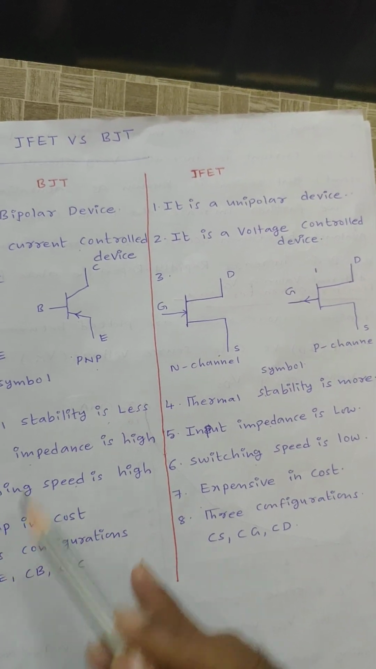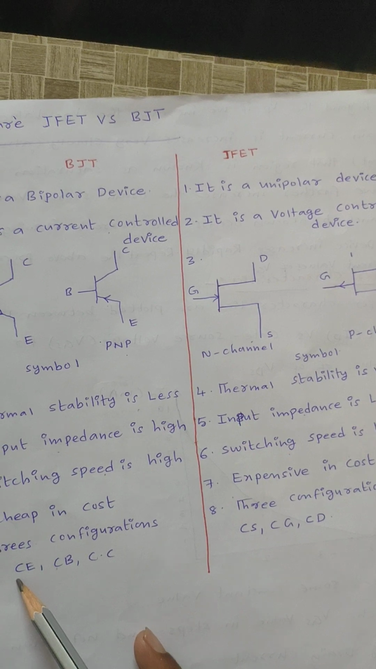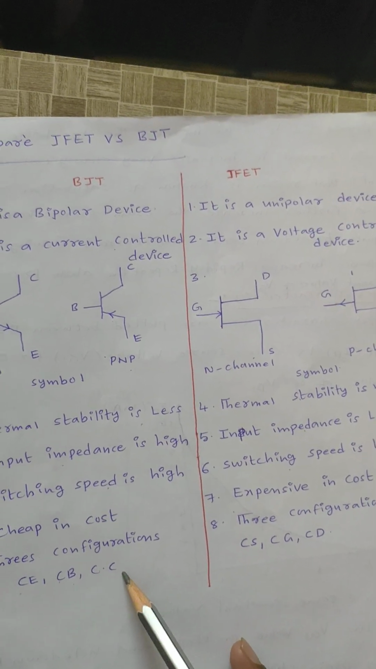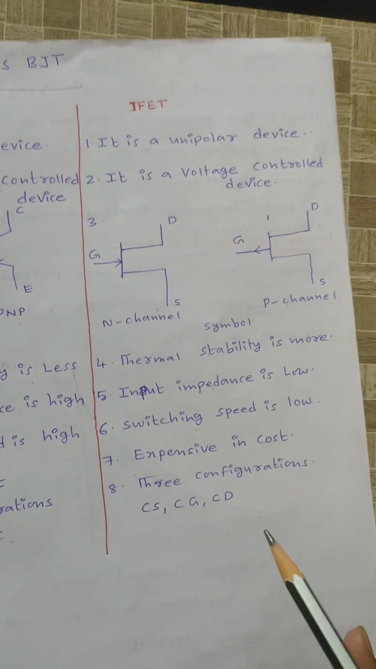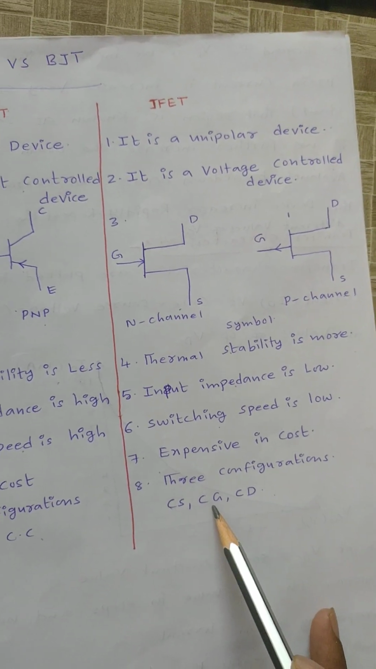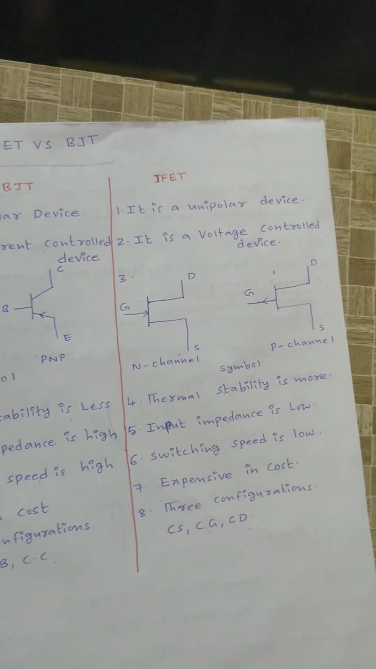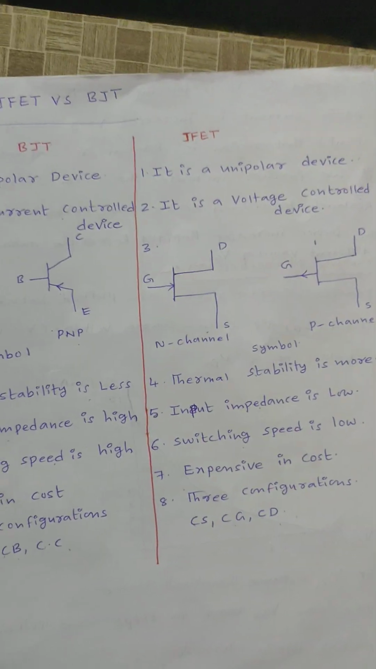BJT is connected in three modes: common emitter configuration, common base configuration and common collector configuration. Whereas JFET is configured in common source configuration, common gate configuration and common drain configuration. That is the comparison of JFET versus BJT.